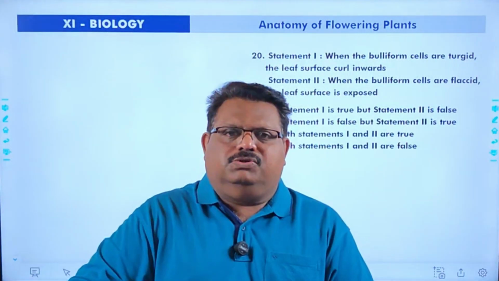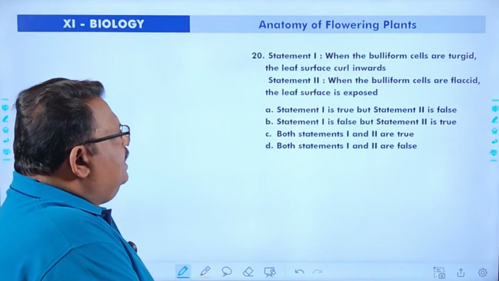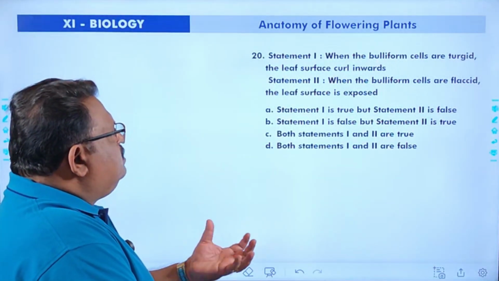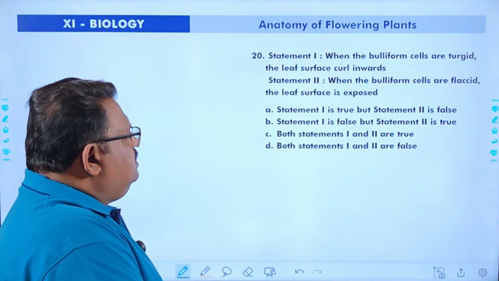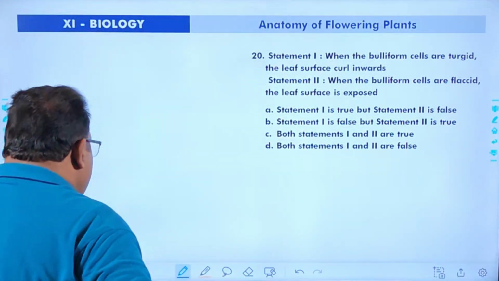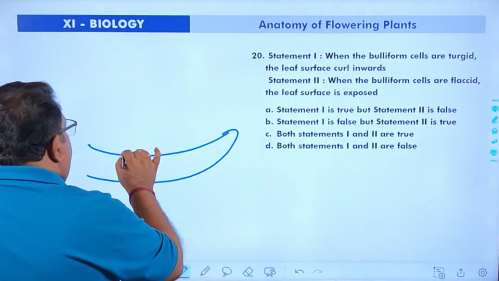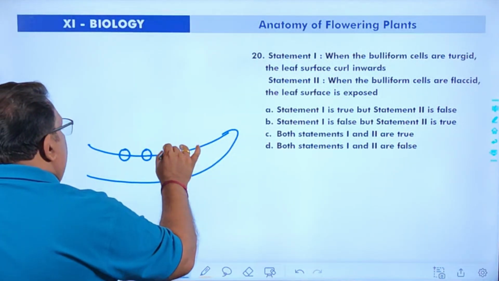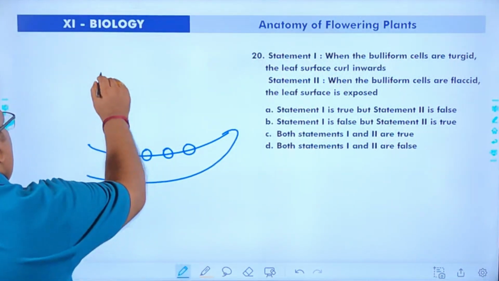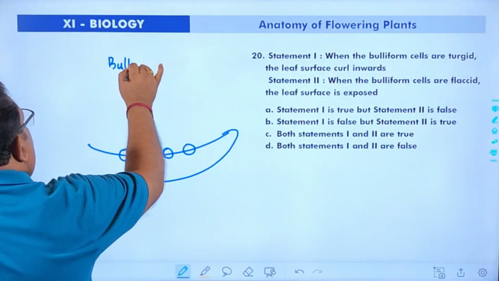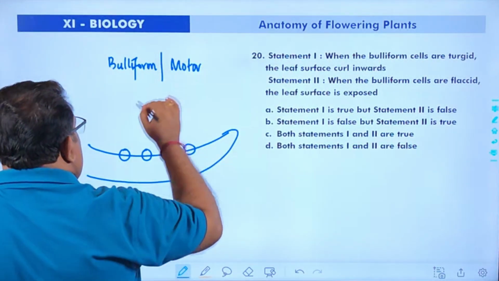Okay. The last question, the statement type of question. Statement 1: when the bulliform cells are turgid, the leaf surface curls inward. Statement 2: when the bulliform cells are flaccid, the leaf surface is exposed. We already studied that in the case of monocot leaf. The upper epidermis has some oval or rounded cells, and these cells are called bulliform cells, otherwise called motor cells.